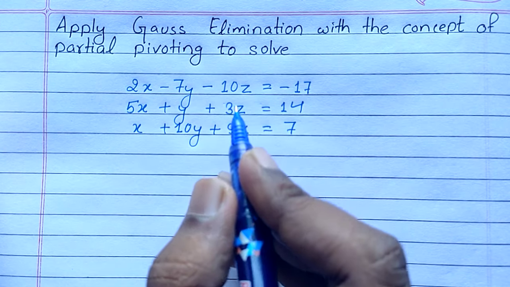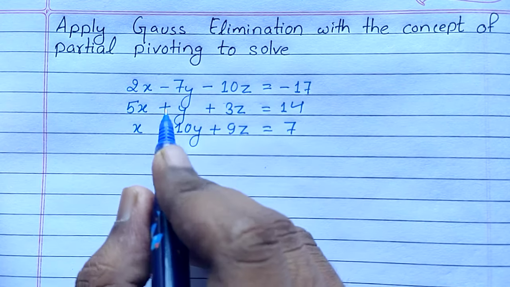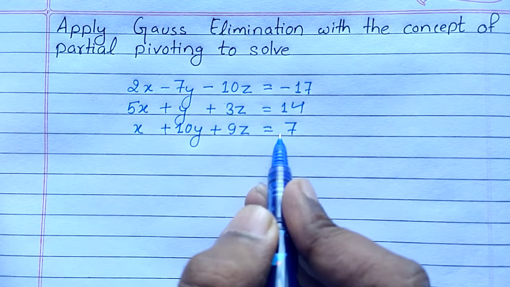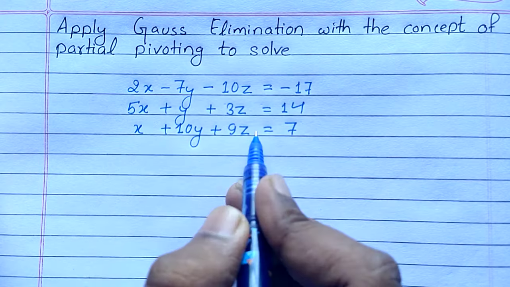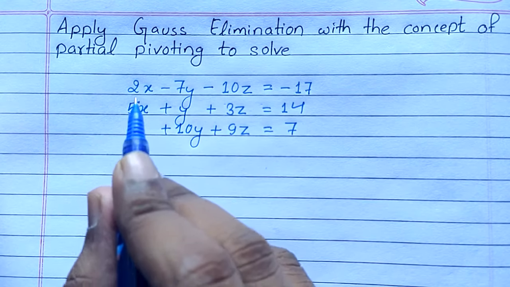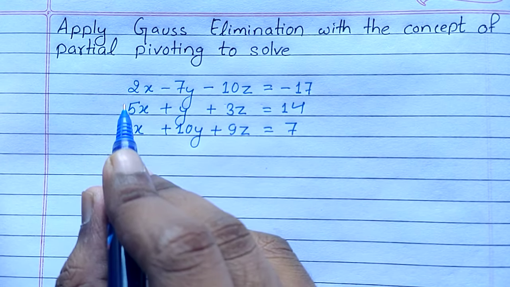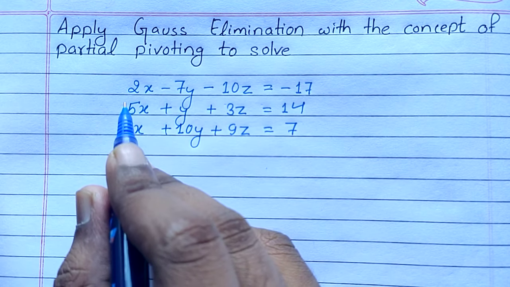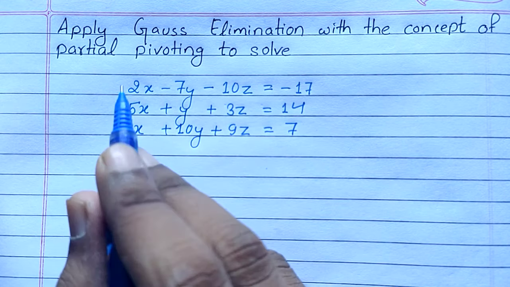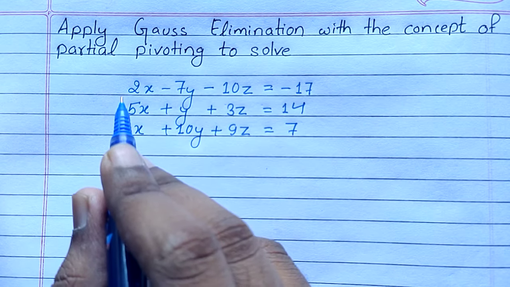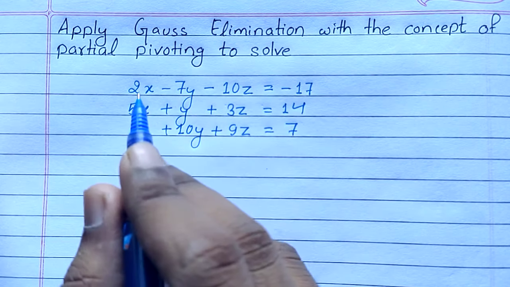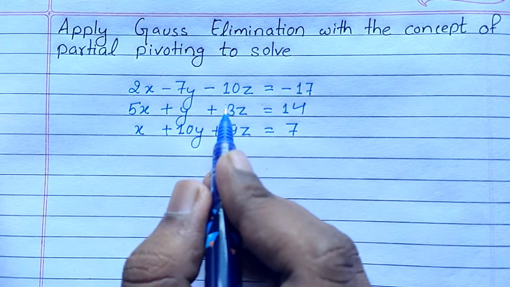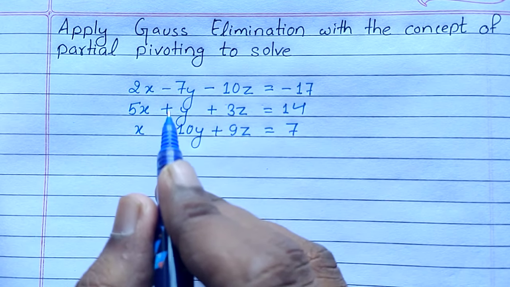And here, by this method, what we will be doing is selecting one of these three equations which has the higher coefficient of x. Then, the coefficient of x which is higher will be our first pivot, and the equation containing the higher value of x will be called the pivotal equation.